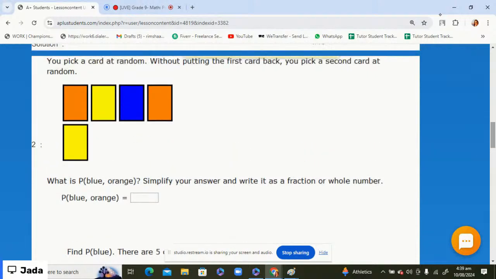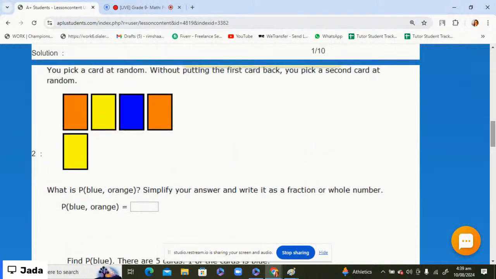Alright, check the second question. This is again the same thing. You pick a card at random. These are the different cards. And then they say that without putting the first card back, you pick a second card at random.